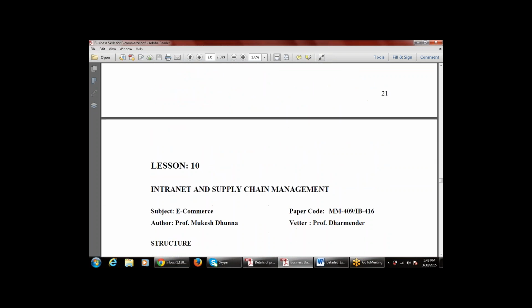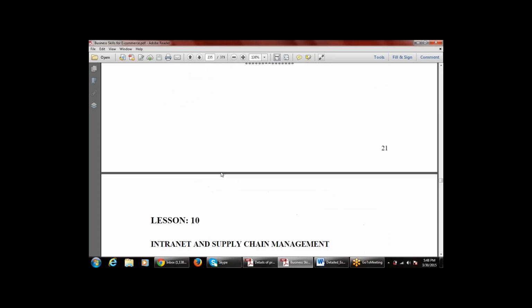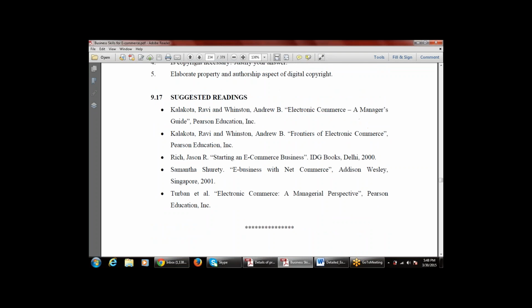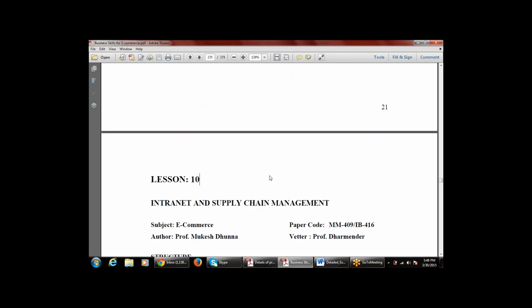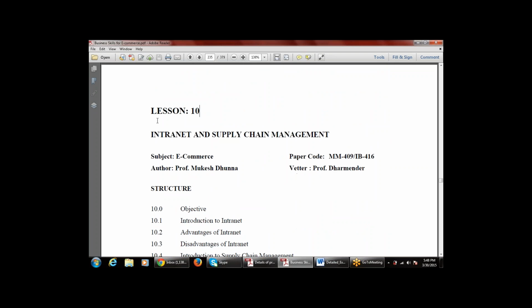The next is chapter number 10. So this is the winding up of today's session. That is chapter number 9, the digital certificates, that we have wound up. So that's all for today's session. In the next class, I will be taking the next topic, that is chapter number 10, intranet and supply chain management. Till now we have studied the internet, that is a collection of networks.